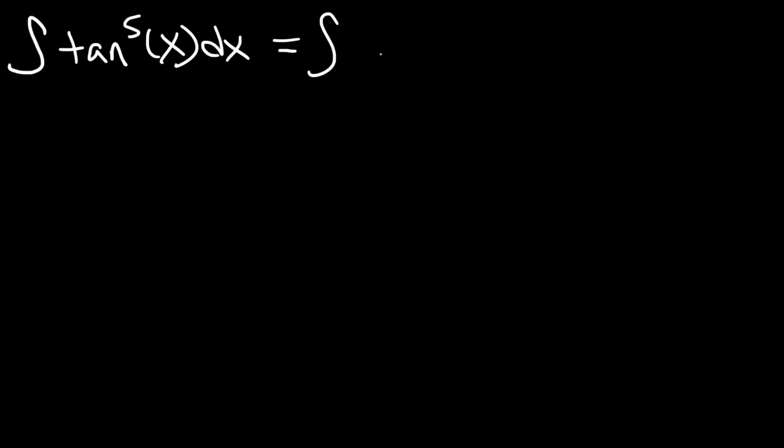In this video, we're going to focus on integrating tangent to the fifth power of x dx. How can we find the antiderivative of that expression? When dealing with tangents, typically it's helpful to take out a tangent squared. 5 minus 2 is 3, so we're going to have tangent cubed times tangent squared.